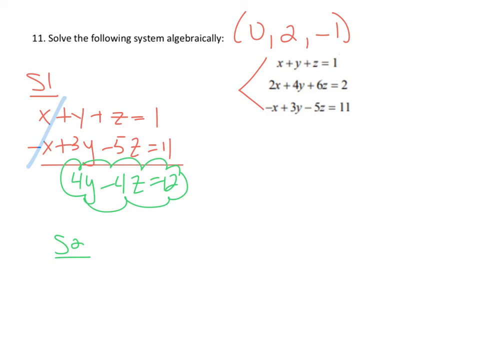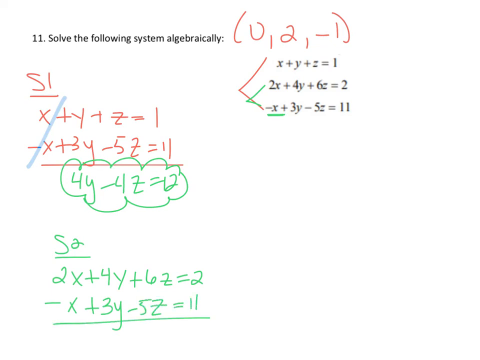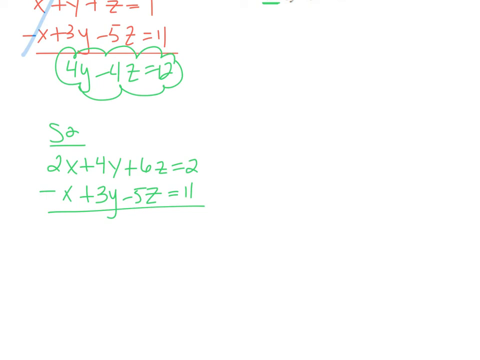So I want to cancel out x. And I'm going to pick the last two equations because x is already negative here. So that kind of helps me cancel things out. So I'm going to write 2x plus 4y plus 6z equals 2. Then negative x plus 3y minus 5z equals 11. And what I want to do is I want to cancel out the x's.